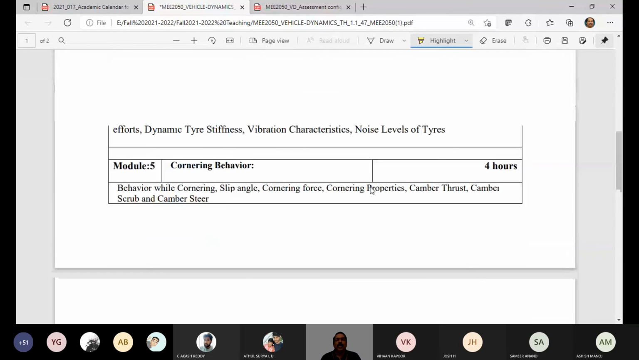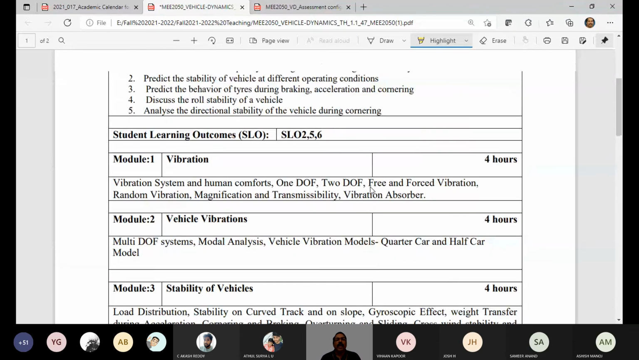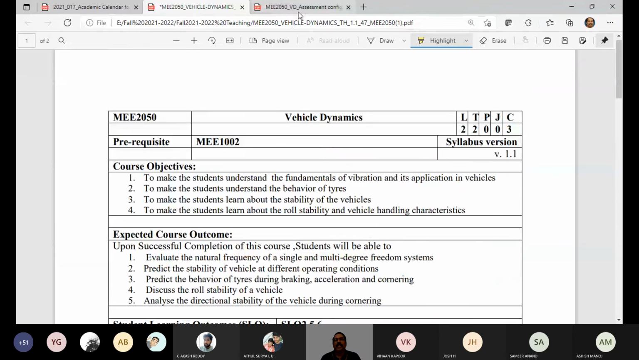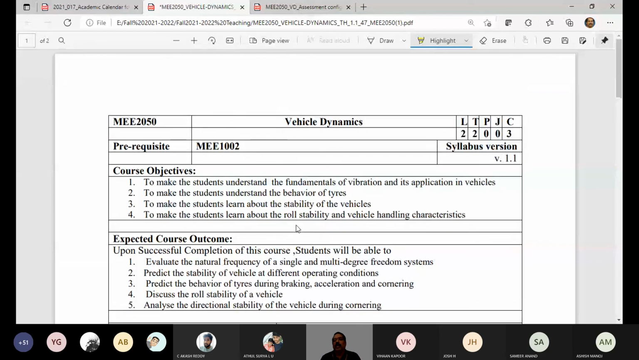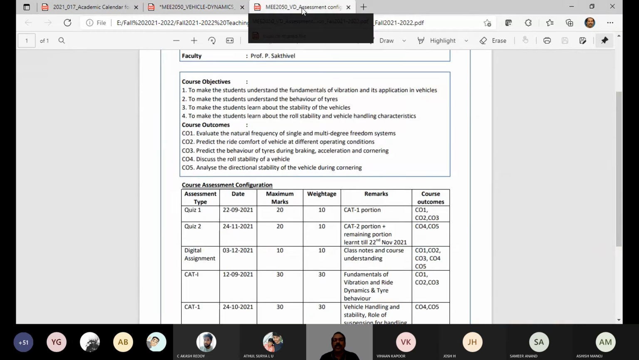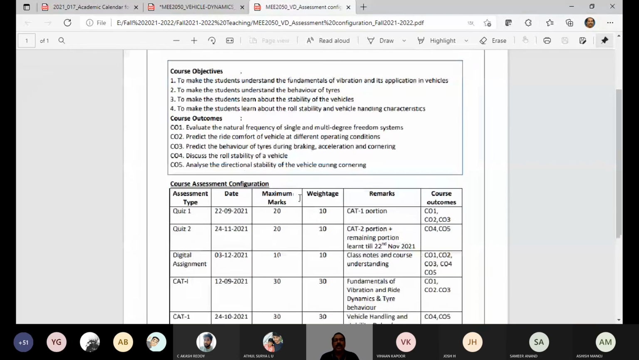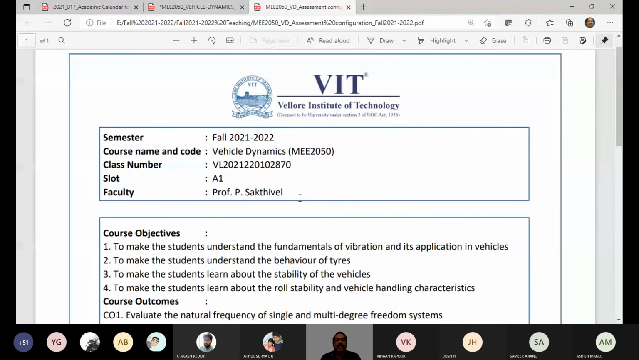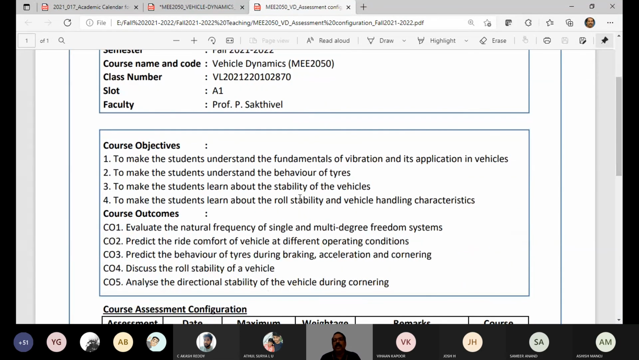So this syllabus copy, the calendar and the assessment scheme, I would post in our Teams channel, and you would download and keep it for your reference. And this is your assessment configuration scheme, which I would do after this lecture in our VTOP.